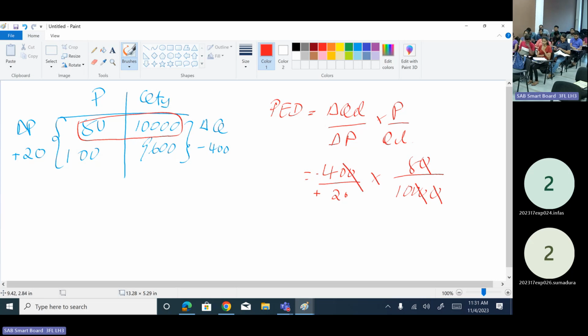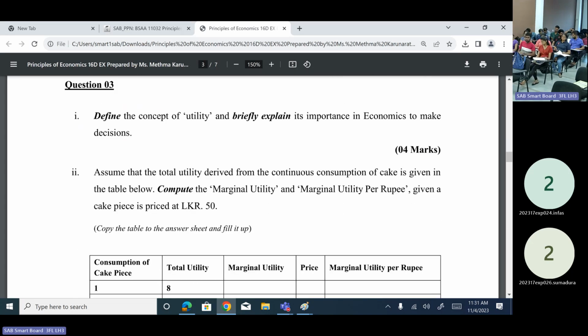What is the answer you are getting? How much? 0.16. Interpret your answer. Inelastic or elastic? Inelastic. Why? Less than 1. When PED is less than 1, it's inelastic. That means the change in quantity in response to a change in price is smaller. Okay, right. Very easy question. Now quickly do question number 3.